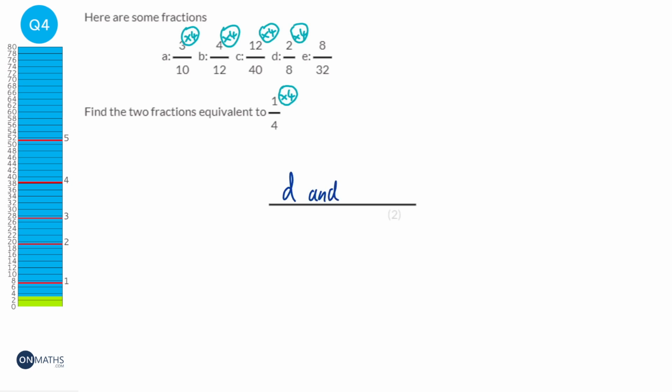And let's see if there's a match for our last one, which hopefully there is. 8 times 4 is 32, so there is a match for our last one as well. So those are the two fractions.